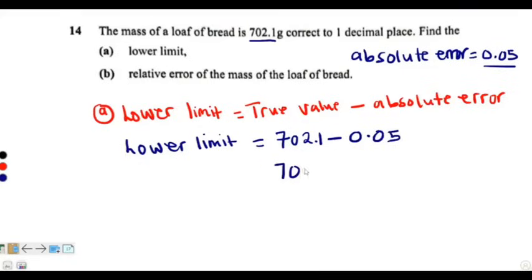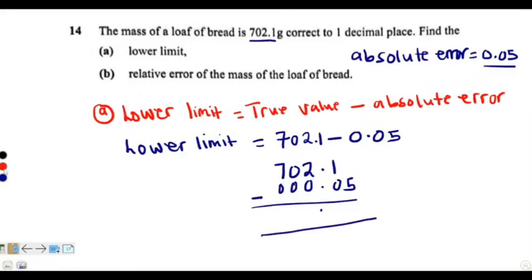Okay, so from here we just need to subtract this. So I'm going to rearrange, you write 702.1 minus 0.05. So here we write 702.10, okay, pointing like this. So what are we going to do? We add the zero here. We say 0 minus 5, it can't. You borrow from here, we remain with a 0. 10 minus 5, it's a 5. You borrow the one, you remain with a 0. 0 minus 0, 0. 2 minus 0, it's a 2. 0 minus 0, 0. 7 minus 0, 7. So this is your lower limit, which is 702.05.